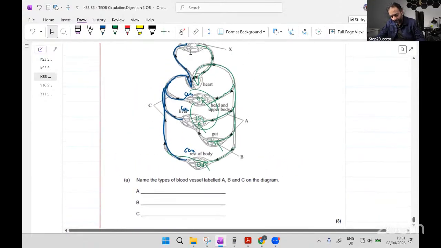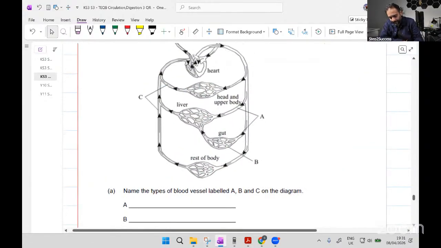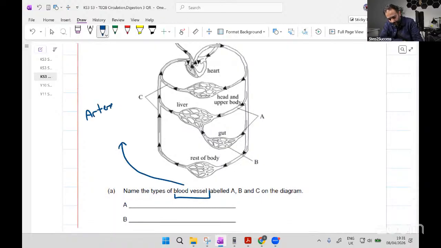Name the type of blood vessels labeled A, B, and C on the diagram. Okay, let me get rid of all of this. So, the way to remember this is that for blood vessels, there's three options. There's arteries, there's veins, and there's these things called capillaries. Anything where the blood is going away from the heart is an artery. The way to remember that is it starts with an A. Anything where the blood is going towards the heart is called a vein. It's going into the heart, and veins have the word in in them.